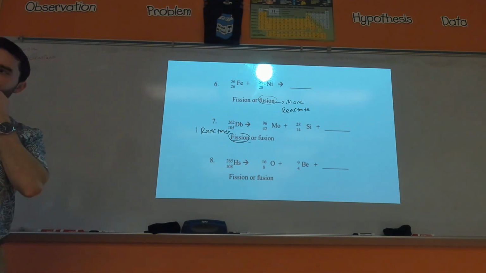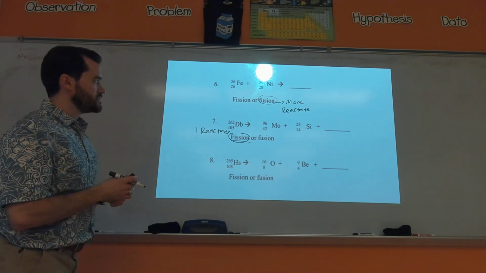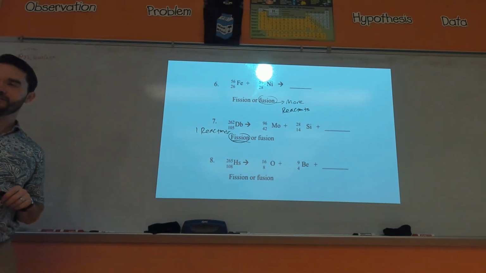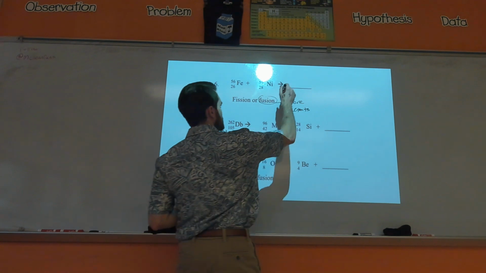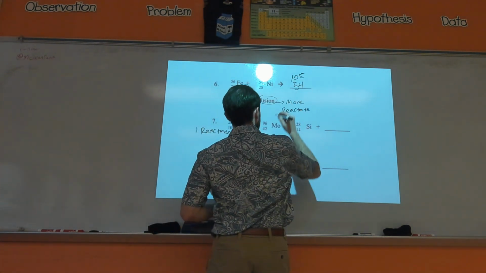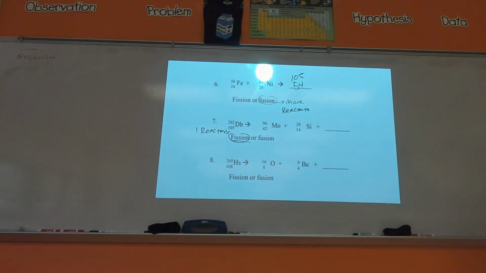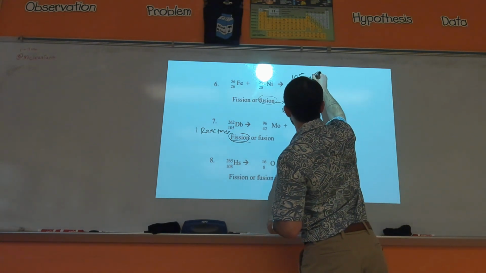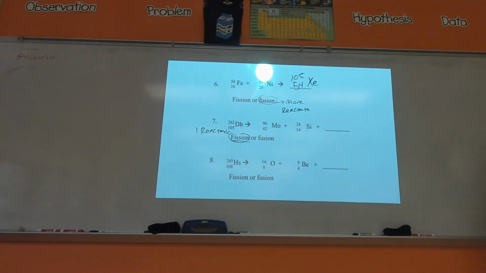Yeah, you got it. You add 56 plus 59, and then do 26 plus 28, so then it's 105 and then 54. In order to find what element it is, you search for 54, which is Xe. There it is. Love it. Okay. So again, add these mass numbers, you get 105. Add the atomic numbers, you get 54.